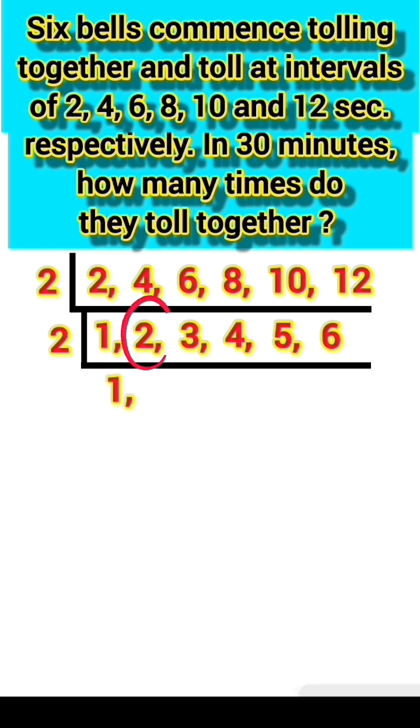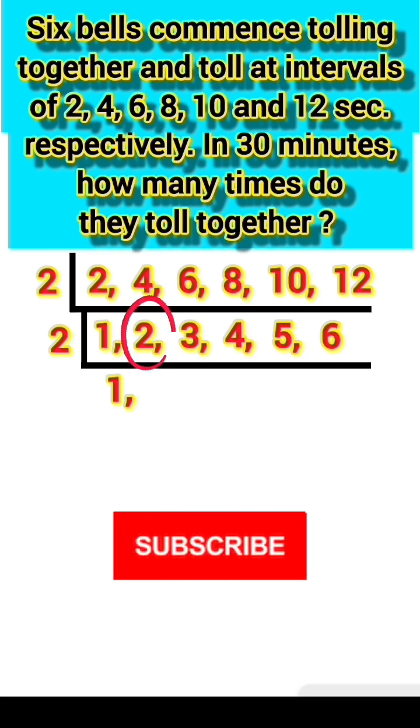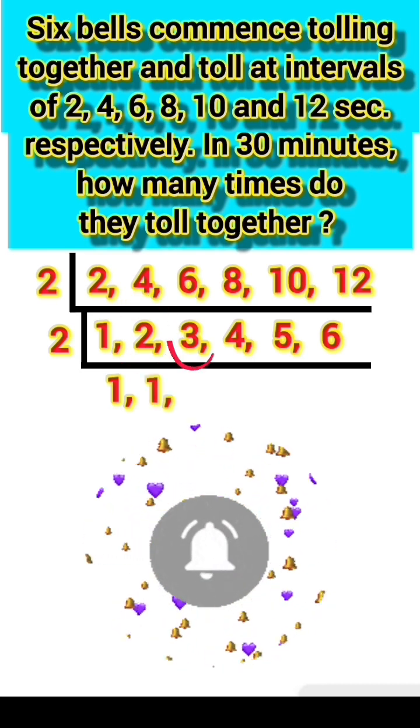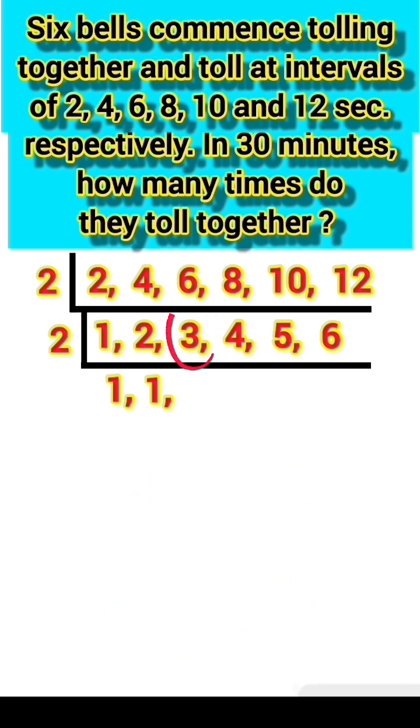The other number 2. 2 in 2 table, that is 2 ones are 2. The other number 3. 3 not in 2 table, we write down as it is. The other number 4. 4 in 2 table, that is 2 twos are 4. The other number 5. 5 not in 2 table, we write down as it is. The other number 6. 6 in 2 table, that is 2 threes are 6.